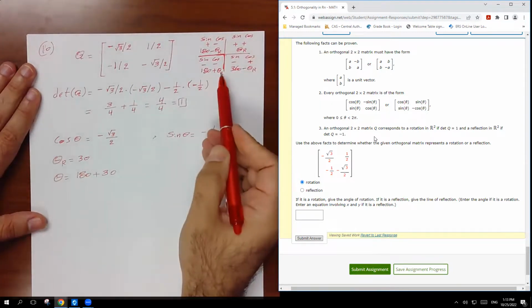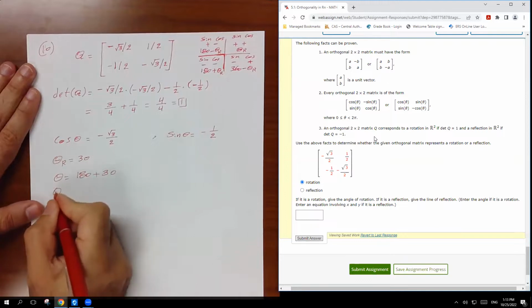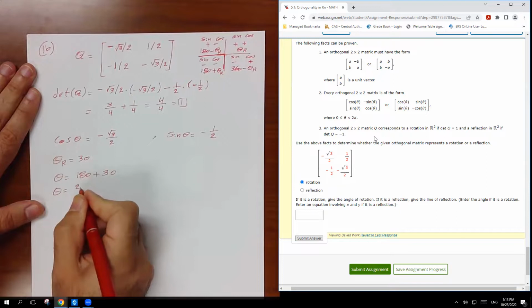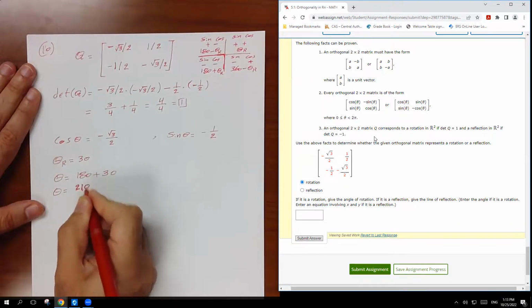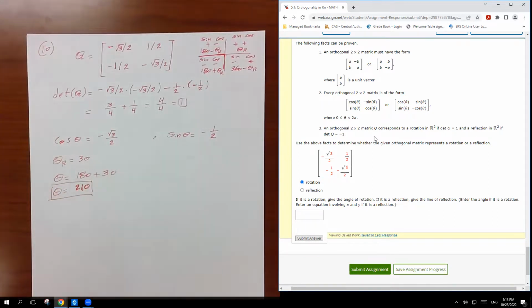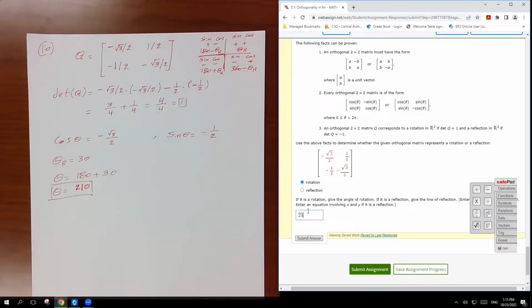So now we're going to add the reference. Our theta is going to be 180 plus 30, which is 210. So this is our theta for this example. 210. Type here 210. That's it for this example.